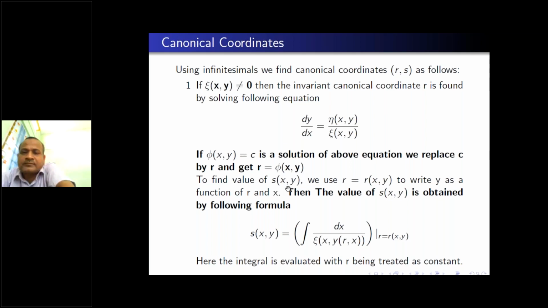To find the value of s(x,y), that is the second canonical coordinate, we use r = r(x,y) to write y as a function of r and x. Then the value of s(x,y) is obtained by the formula s(x,y) = ∫ dx/ξ(x,y), which is a function of r and x, with r = r(x,y). Here the integral is evaluated with r being treated as constant. So in this way, we will find the values of r and s.